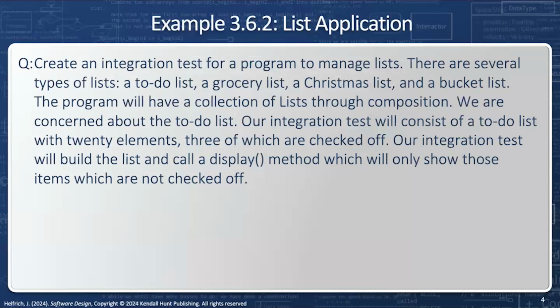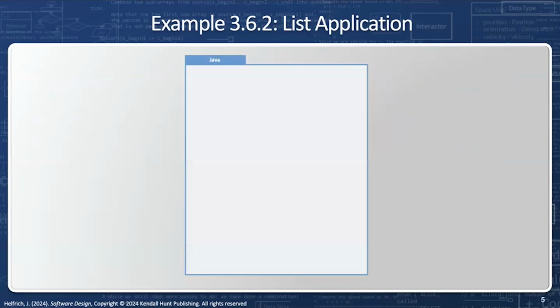In a second example, I want to create an integration test for a program to manage lists. There are several types of lists: a to-do list, a grocery list, a Christmas list, and a bucket list. That program will have a collection of lists through composition. We are concerned about the to-do list. Our integration test will consist of a to-do list with 20 elements, 3 of which are checked off. Our integration test will build a list and call a display method, which will only show items which are not checked off. In this case, we're going to do this in Java.